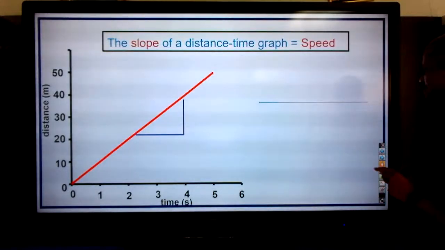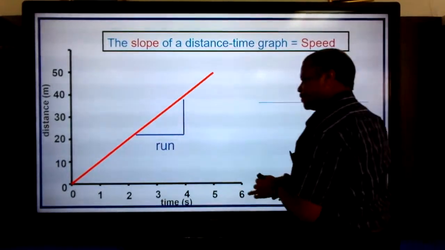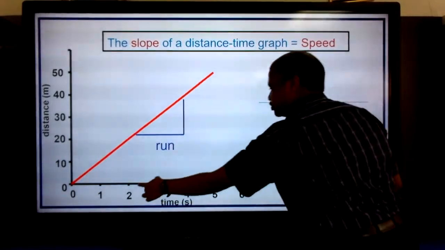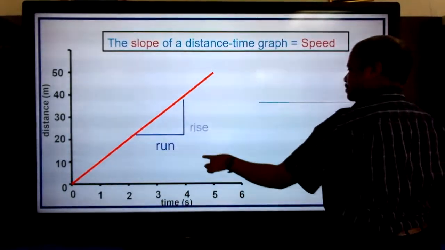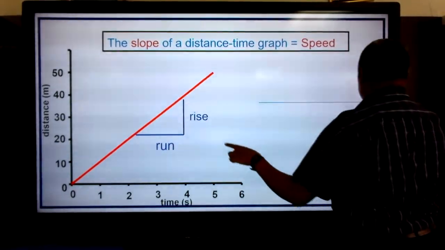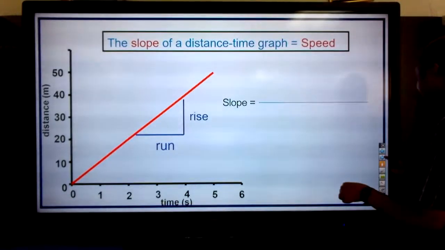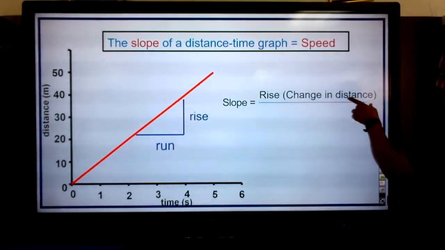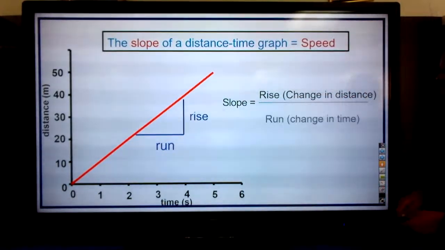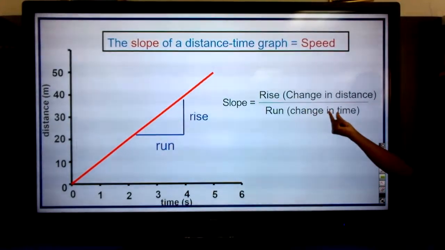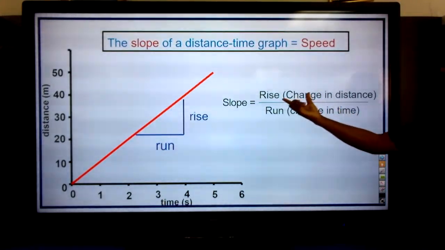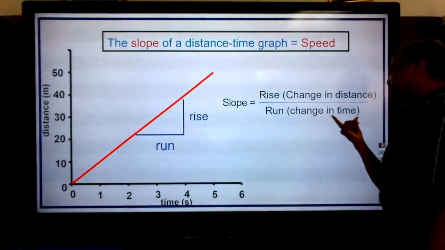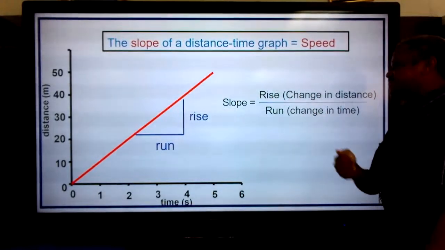In this case, we have the following. The slope, remember this, from this point to this point, use the word run, this distance here. From 2 to 4, run, and the next one we use the word rise. Run and rise. So the slope can be found by dividing the rise, which is the change in the distance, by the run, which is the change in the time taken. Now, the run describes the time, the rise describes the distance.